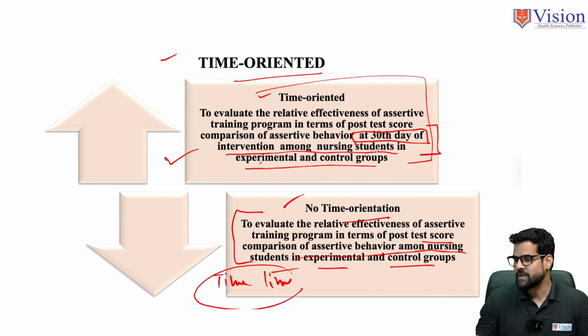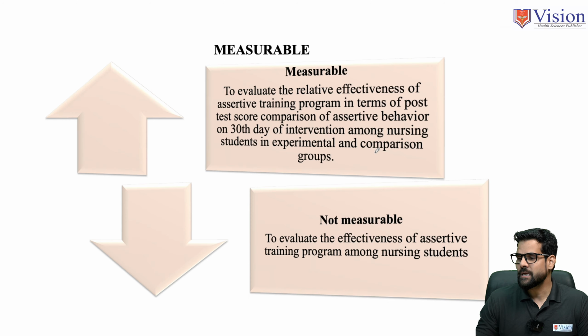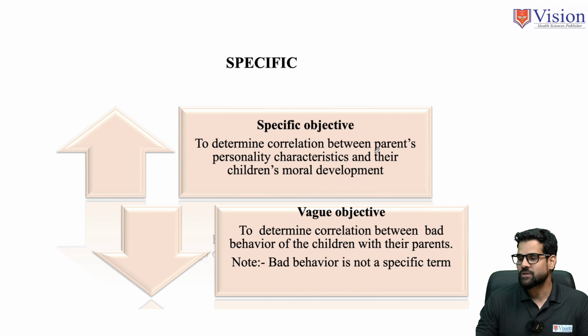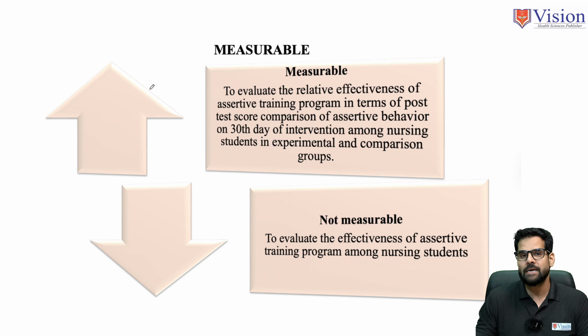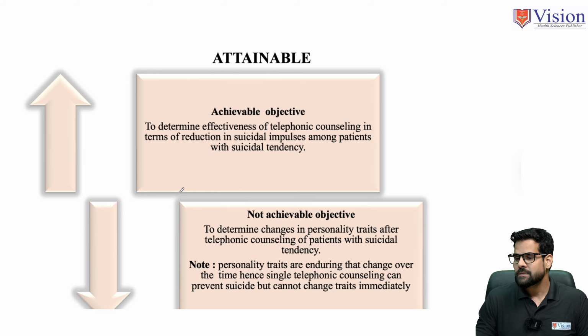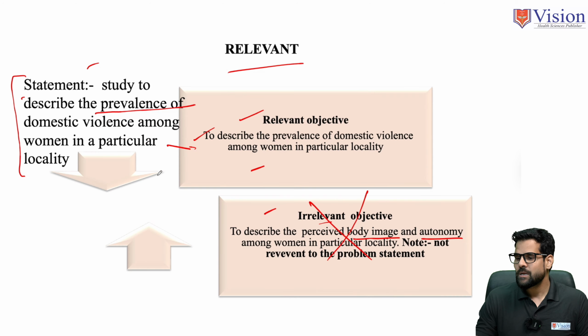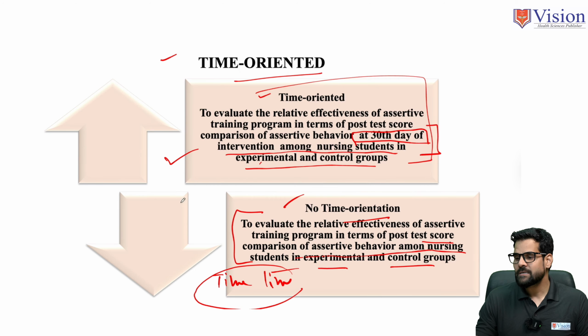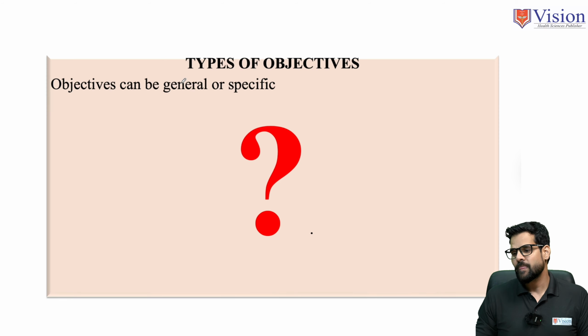Okay, so these are some of the important characteristics, or you can say features, of objectives. First, it should be specific. Second, it should be measurable. Third is attainable. Fourth one is relevant. Fifth one is time oriented. Okay, so these are the very important points.